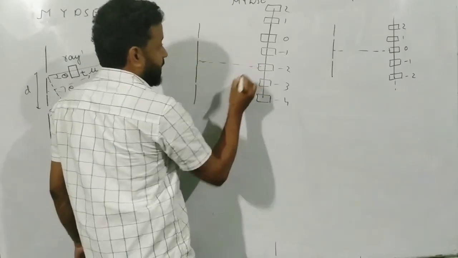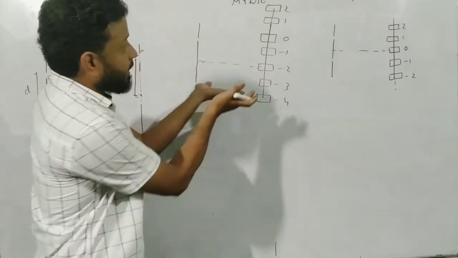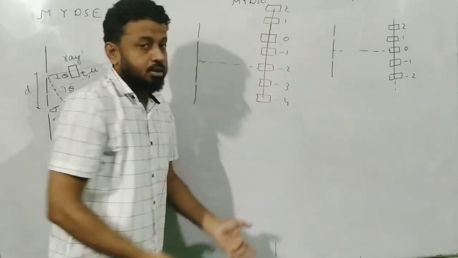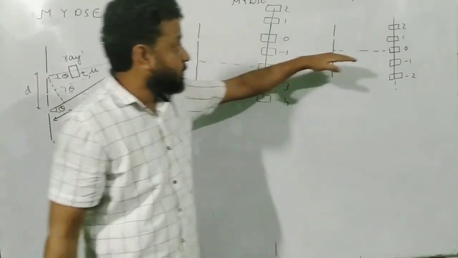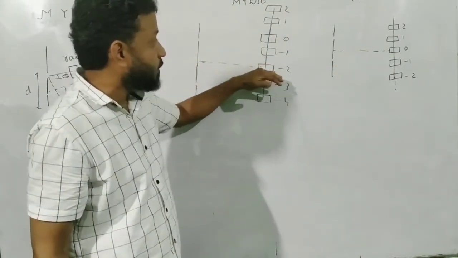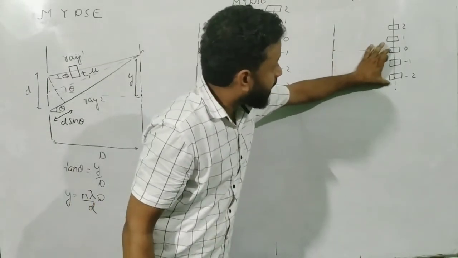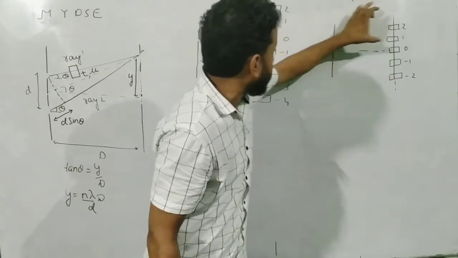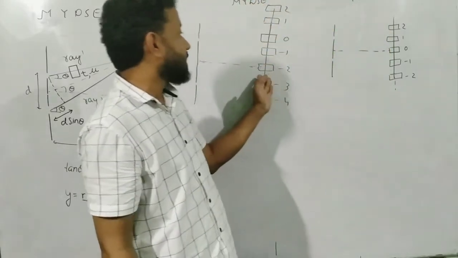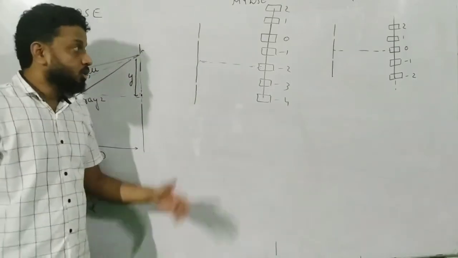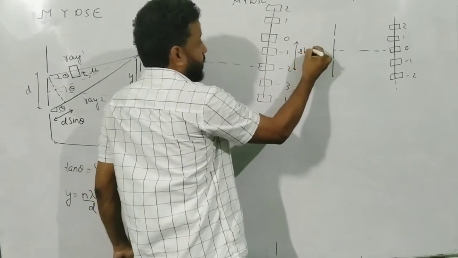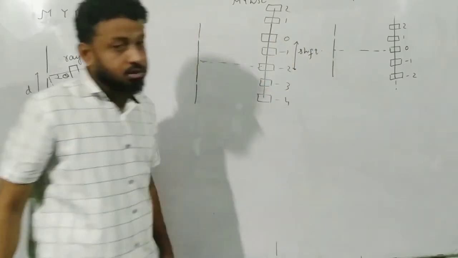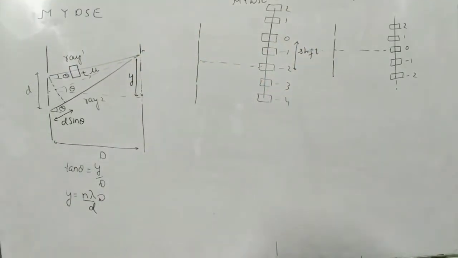Let us say that this is the center of the screen. That means the fringe pattern has shifted up. So this was 0 earlier at the center, and now minus 2 is occupied. That means this much part has shifted up. And that's the reason why now let us say minus 2 is occupying the screen. So this distance is called shift. Now I'm going to find the shift expression.